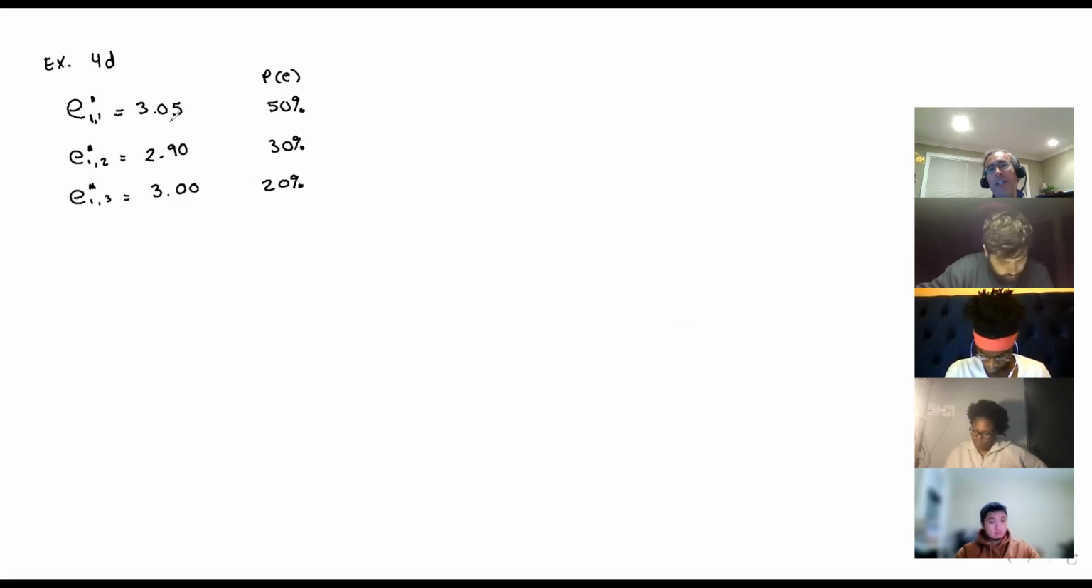So this simply means that you have a 50% probability that the exchange rate in period 1 is going to be 3.05. You have a 30% that the exchange rate is going to be 2.9, and then you have a 20% probability that the exchange rate is going to be a 3. Okay, so exchange rate here is defined as soles, this is a Peruvian money, divided by US dollars. Okay, so this is the definition of the exchange rate in this case.